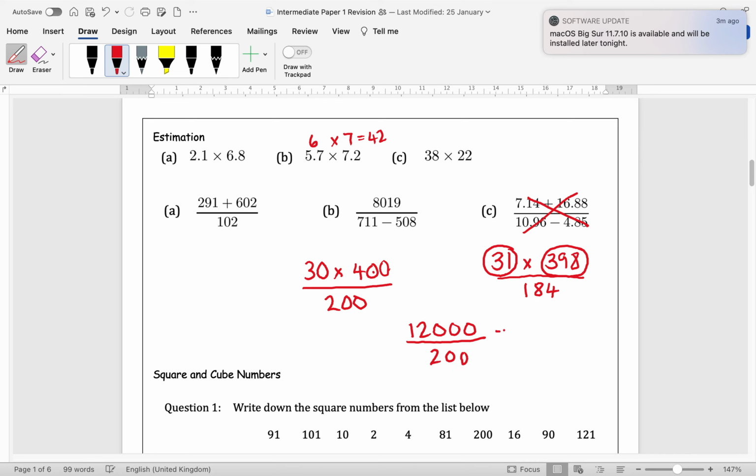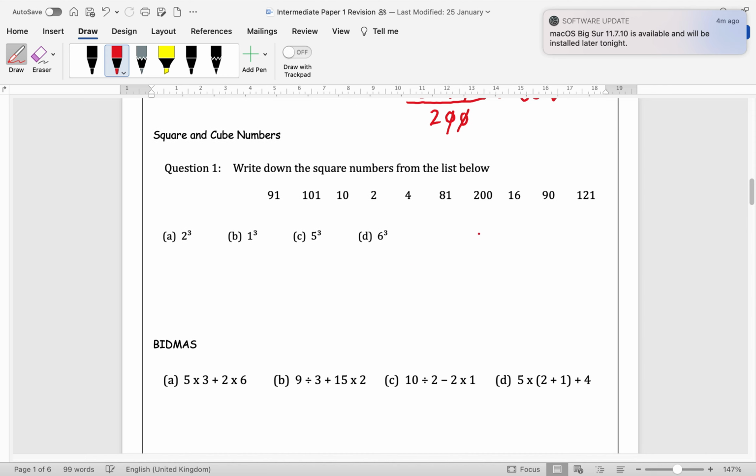Okay, interesting one when dividing. When you're dividing, you can cancel zeros. So 12,000 divided by 200 has the same answer as 1,200 divided by 20, but that has the same answer as 120 divided by 2, and I can't cancel the last zero because I've run out of zeros on the bottom to cancel it with. So 120 divided by 2, or half of 120, is 60, and that's my estimate for that question.